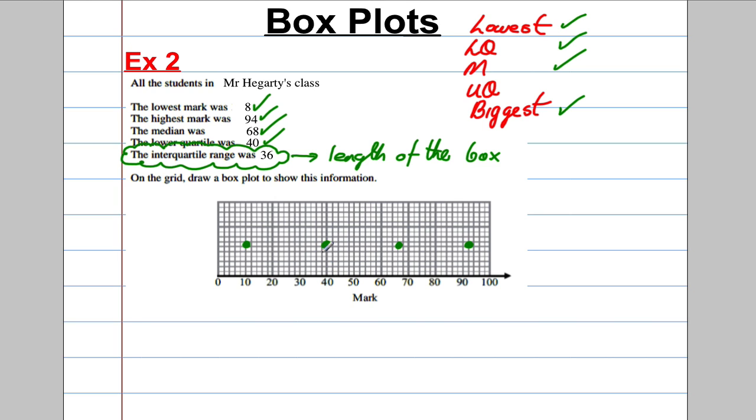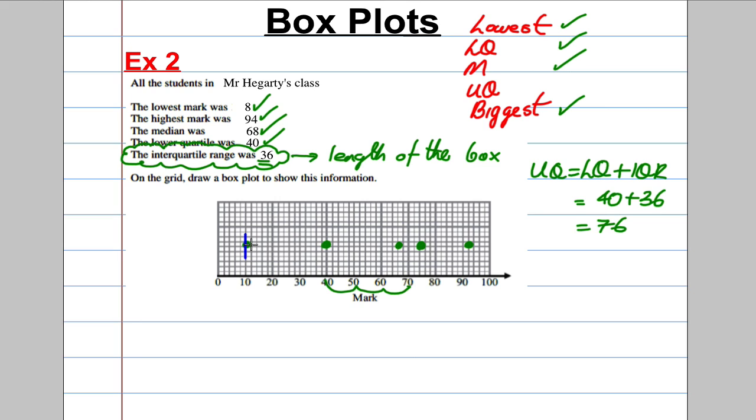Now the lower quartile is 40, the length of the whole box is 36. So if we go 36 from 40, we'll get the upper quartile. So 10, 20, 30, and 2, 4, 6. There we go, the upper quartile is there. And how do we find it again? The upper quartile was the lower quartile plus the interquartile range. It was equal to 40 plus the 36, which is 76. It was the length of the box.